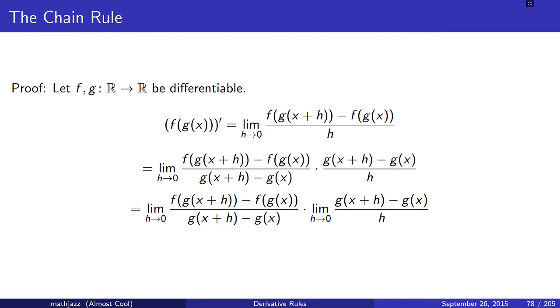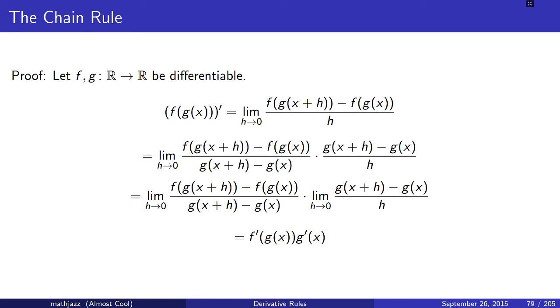The left-hand limit, if we can show that g of x plus h goes to g of x as h goes to 0, then this is the definition of the derivative of f of g of x. And in fact, since g is differentiable, we get that g is continuous, and g being continuous implies that the limit as h goes to 0 of g of x plus h is equal to g of x. So this in fact gives us exactly what we were looking for, that our derivative of f of g of x is equal to f prime of g of x times g prime of x.